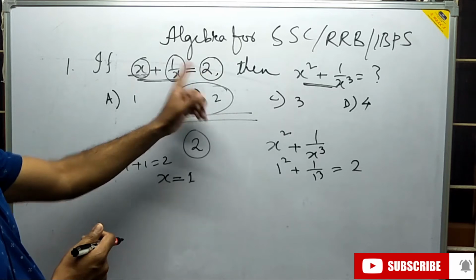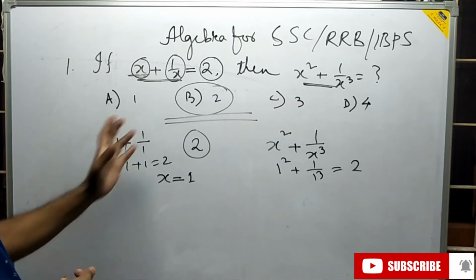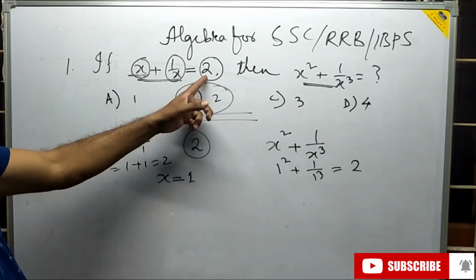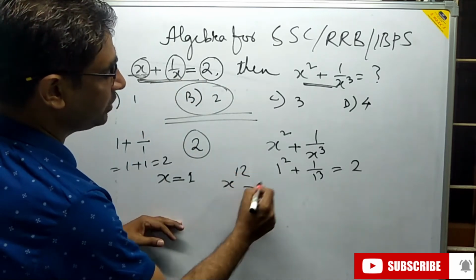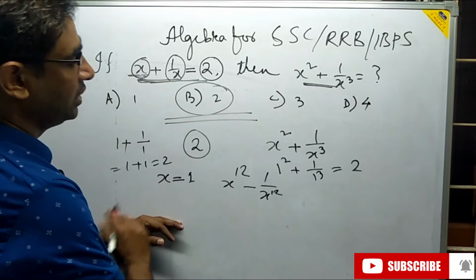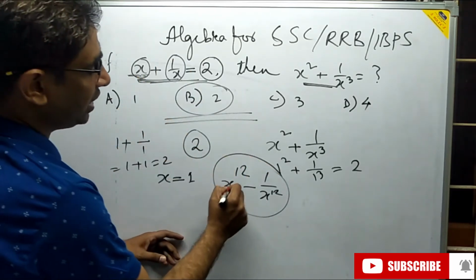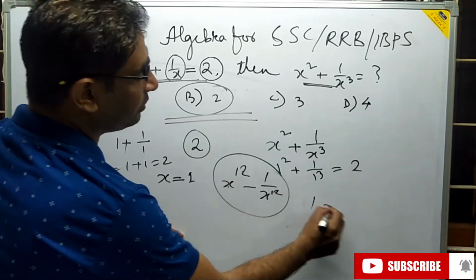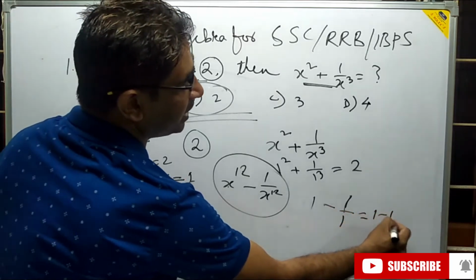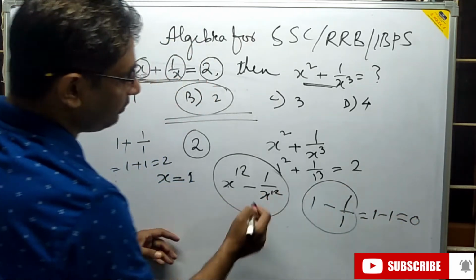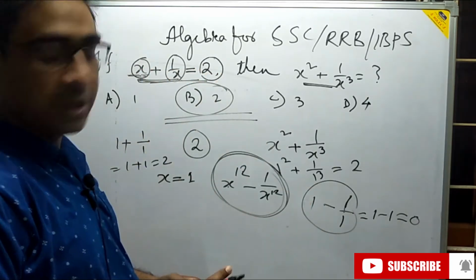If the sum of two numbers is equal to 3, 4, 5 or other values, we can't use this formula. If 2 is given, suppose we have to find x to the power 12 minus 1 by x to the power 12. Using the same formula, x equal to 1, 1 to the power 12 is equal to 1, minus 1 to the power 1 by 12 also 1, is equal to 1 minus 1 is equal to 0. For any value equal to 2, we can find this one equal to 0.